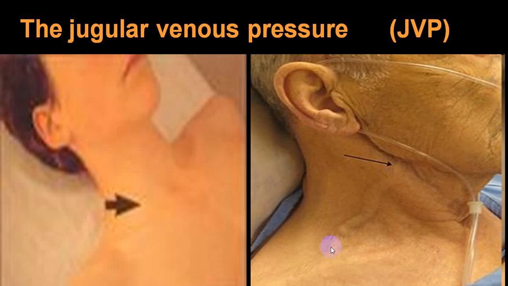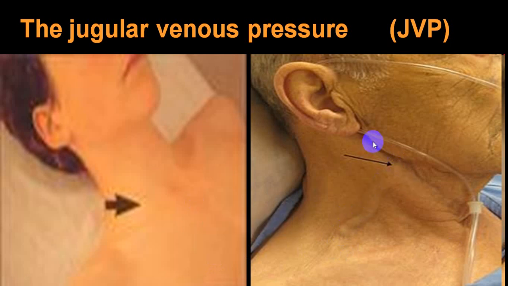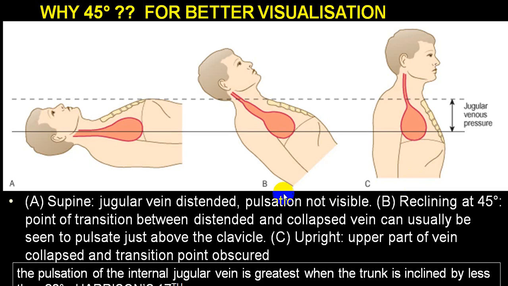So here you can see this is the external jugular vein, which is markedly prominent. But ideally, the internal jugular vein pulsation will be seen in this area, which is a little difficult to identify. But if you give a proper position and then observe, you may be able to identify.